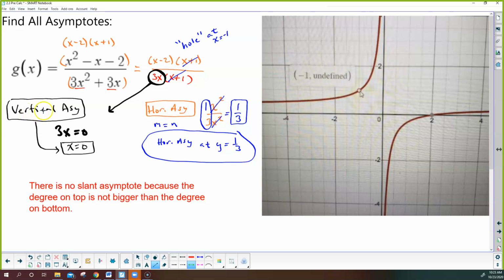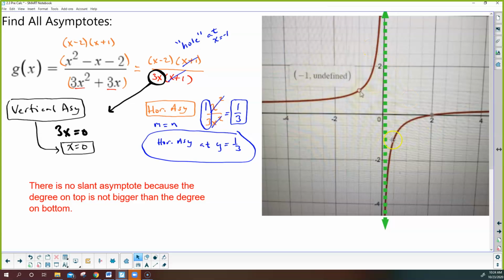Let's confirm it. There's a vertical asymptote at x equals 0. Here's x equals 0. You can see that dotted line going straight up and down. And you can see the graph approaching it from the left and the right. So we will never cross that.